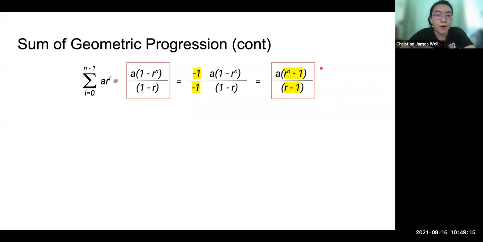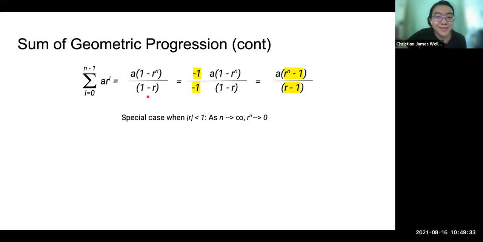Because I deal with a common ratio of, like, 2, for example. With 2, then r becomes 2 minus 1, but these two are equal. So do keep this in mind: depending on your choice of r, it might make the denominator nicer, okay? So here's a little bit of a special case.